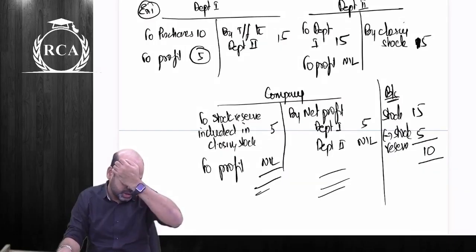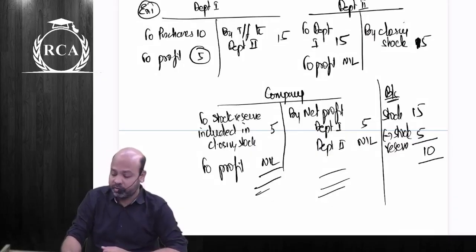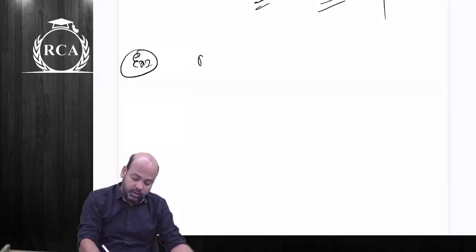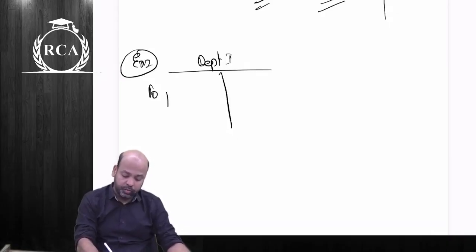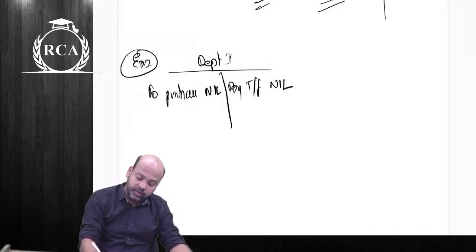We did branch accounts. We also did, guys, consolidation. We did amalgamation. Everywhere there used to be unrealized profit. Department 1 beta does nothing. 2 purchases 0, transfers 0, sab kuch 0. By transfers also nil, guys. So obviously their profit would be 0.